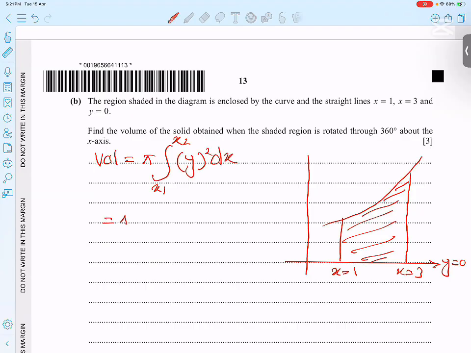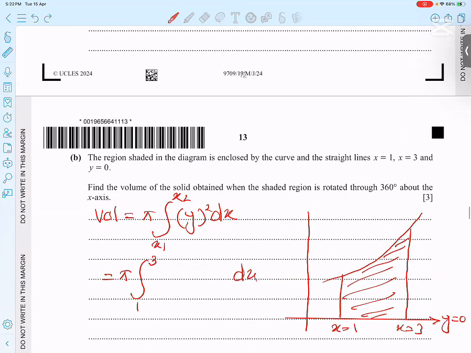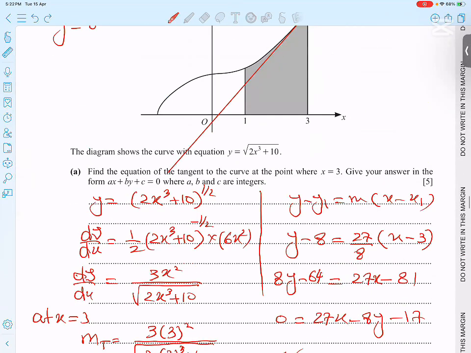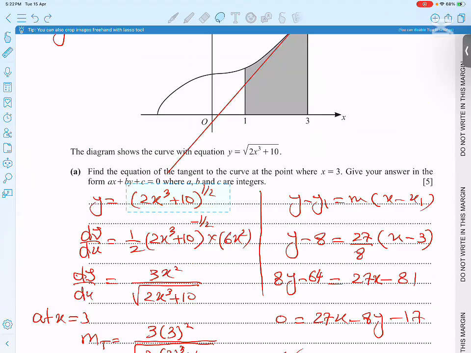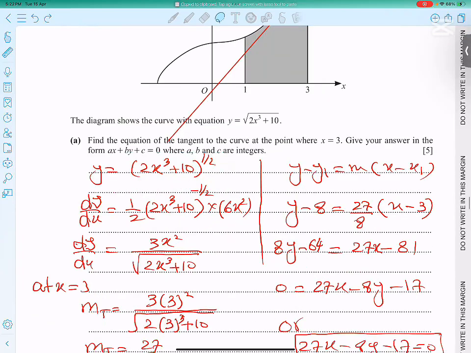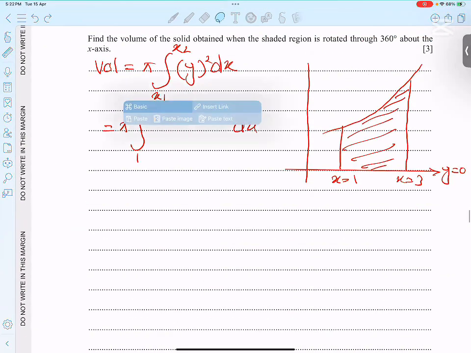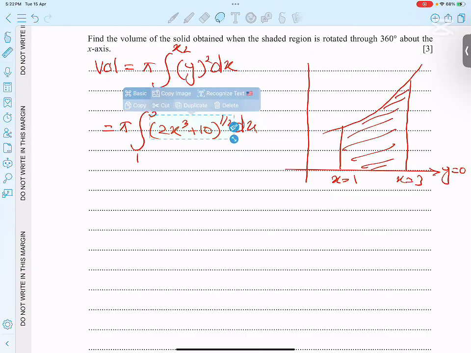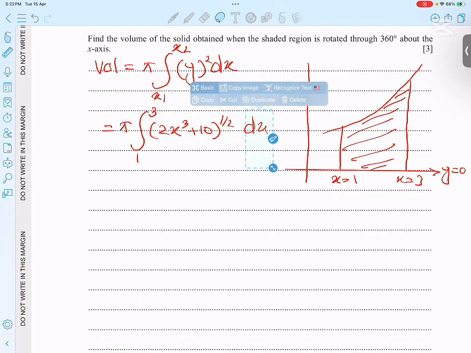I'm going to plug in all the values. Here 1, here 3, here dx, and here I will plug in the y. And I have to go back and copy this. And when I copy this here, students, okay, and this is clear.